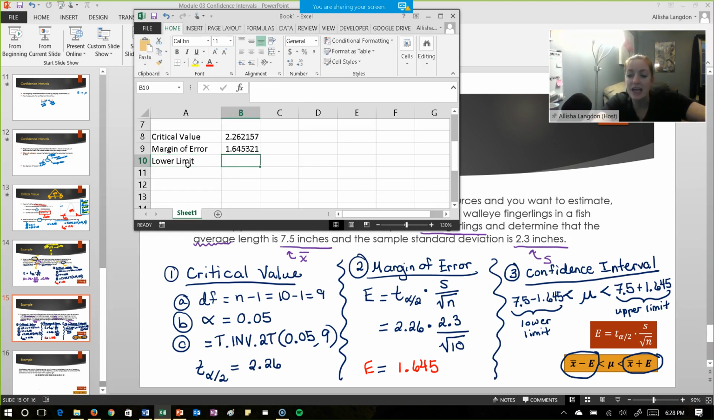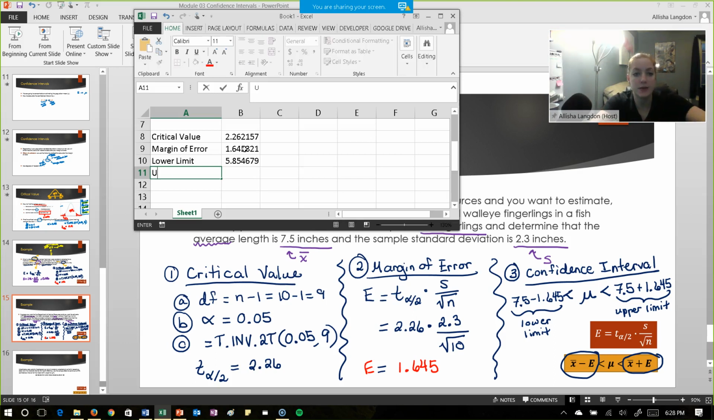So we're going to take X bar, so equals, that's what triggers the calculation, right? 7.5. And we're going to subtract our margin of error. So instead of typing in 1.645, I'm just going to click on my margin of error cell, which is B9 for me. Hit enter. So that means my lower limit is 5.85.